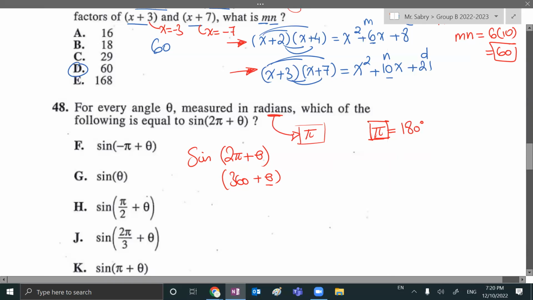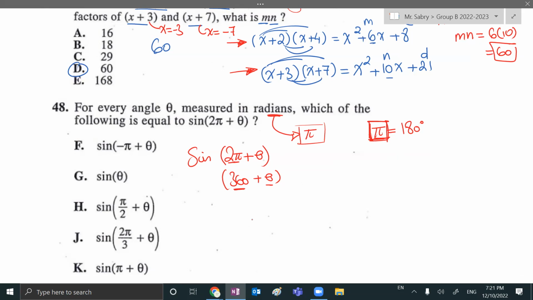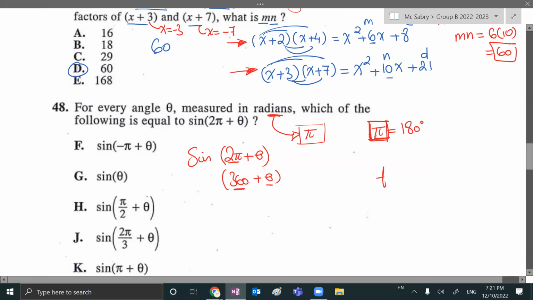So again, we just said that pi is considered equal to 180. If I say 2 pi plus theta, it means I'm adding 360 plus theta. When I add 360 to an angle, the sine of it, or the cosine of it, or the tan of it will remain the same. So if you try on a calculator, for example, sine 30, that's half. And if you try sine 390, it will also be half.